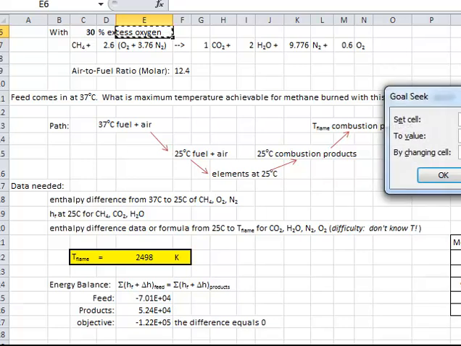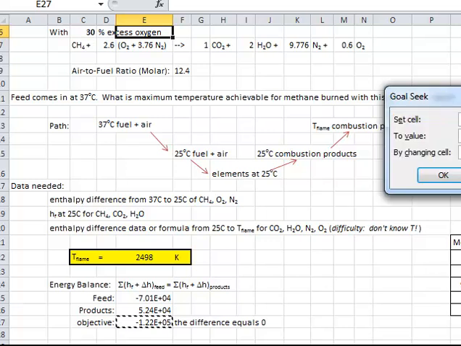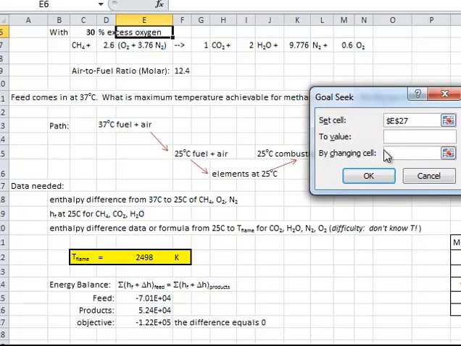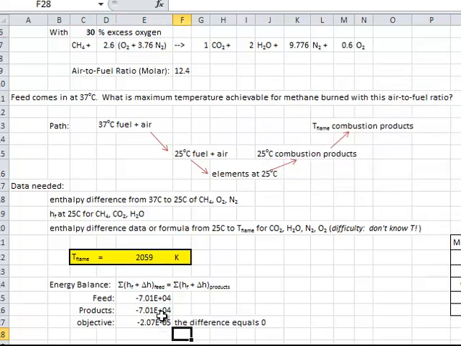Selected goal seek from the what-if analysis on the data tab. So I'm setting this cell to a value of 0 by changing this cell. Okay. And so the temperature went down. And the more extra oxygen I keep adding, the temperature will continue to decrease.